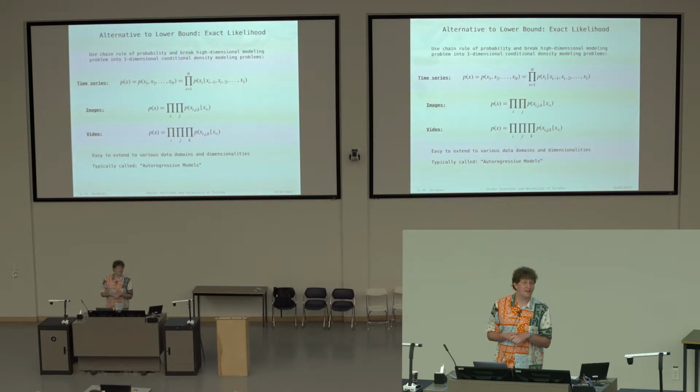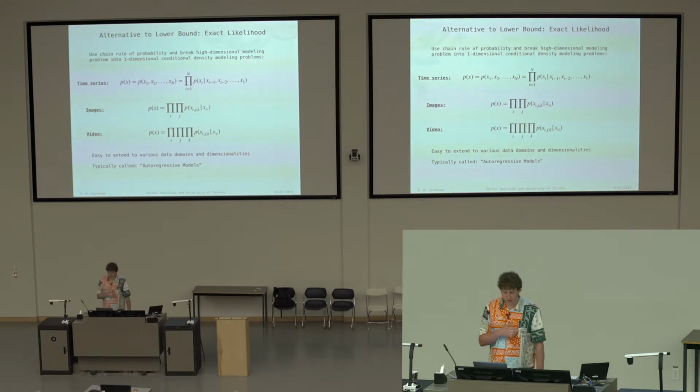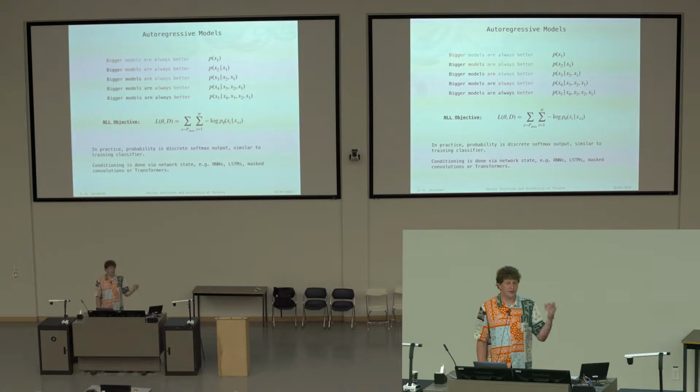This can be easily extended to higher dimensional data like images or video, and also to other domains. These models are typically called autoregressive models, and now we have a way of doing exact maximum likelihood instead of having to compute the lower bound like in the VAE. Here's an example. If you want to model a sentence, say "bigger models are always better", you first have the probability of "bigger", then the probability of "models" given "bigger", then the probability of "are" given "bigger models", and so on.